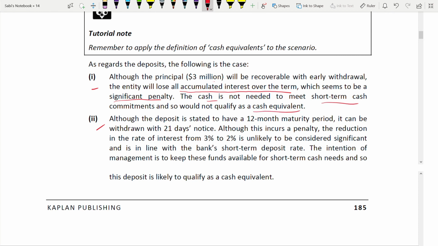Second, the deposit has a 12-month maturity period. It can be withdrawn with 21 days' notice. Although this incurs a penalty, the reduction in the rate is only from 3% to 2%, which is unlikely to be considered significant. You see, it's very small. And it's also in line with the bank's short-term deposit rate. All these are from the case study only, they are giving. The intention of the management is to keep these funds available for short-term needs, and so the deposit is likely to qualify as cash equivalent because they might need this for the short term. So the first one does not qualify as cash equivalent, the second one qualifies as cash equivalent.